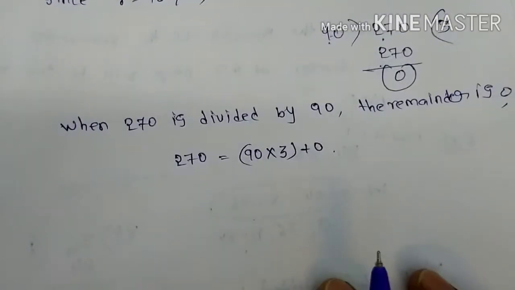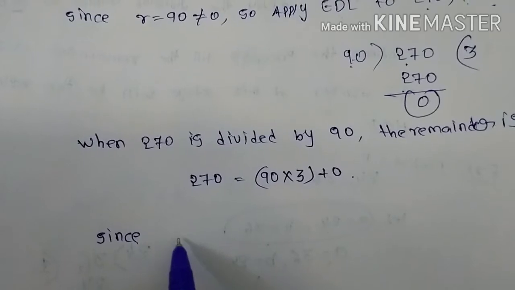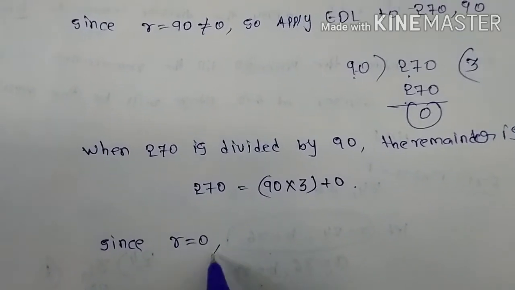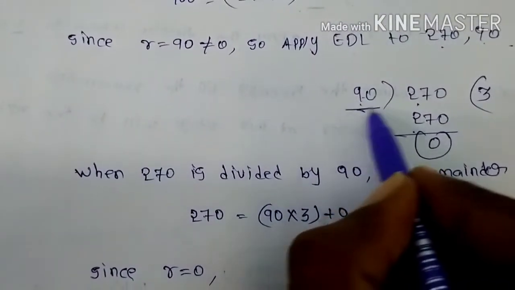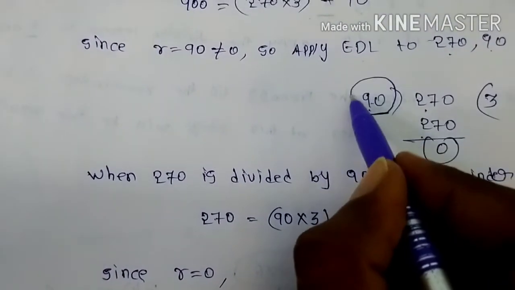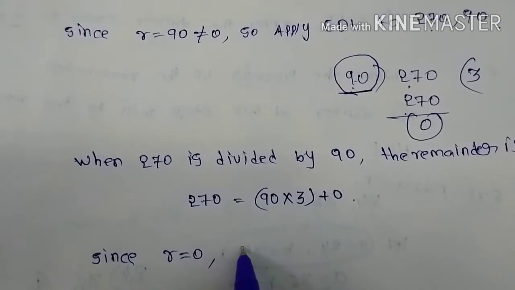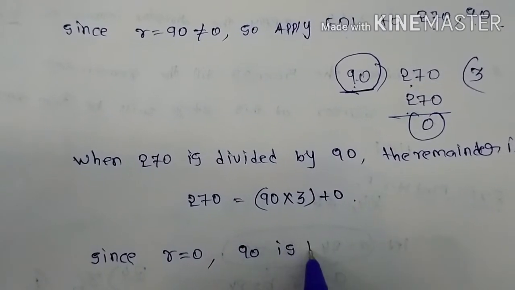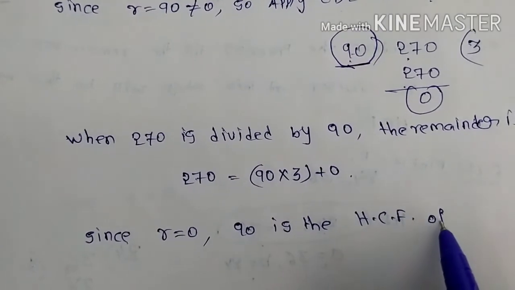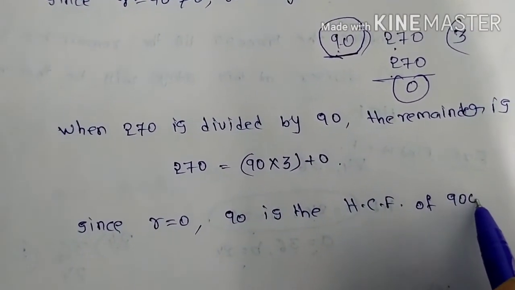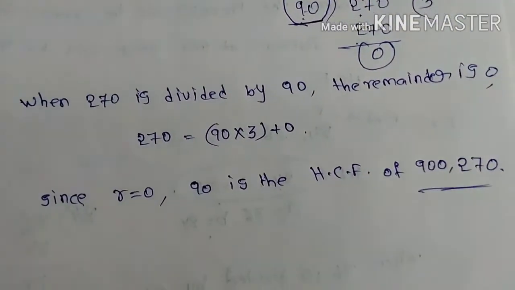See, you know that is the remainder equal to 0 or not? Since remainder is equal to 0. If you are getting remainder equal to 0, this divisor, you can remember this divisor is HCF of the given two numbers. You can write 90 is the HCF of 900 comma 270. What are the two given numbers? 900 comma 270.